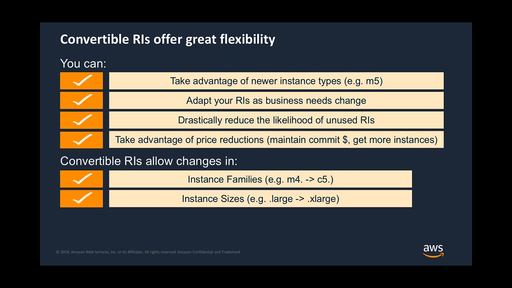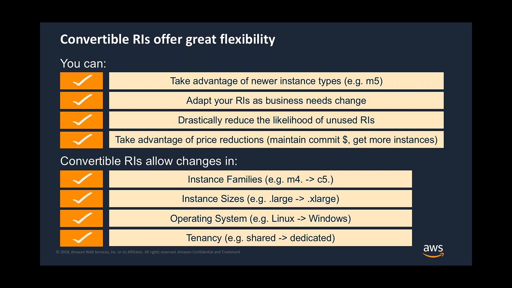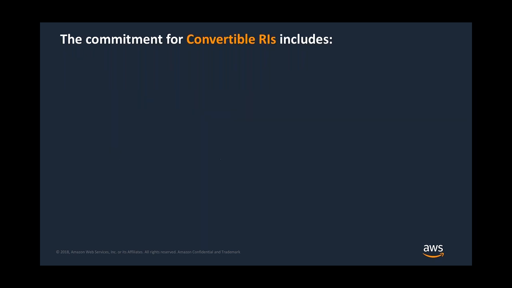You can also change sizes. So if you have an operating system with an associated licensing cost, under the convertibles, you can change it. So moving from a large to an X large, or you can even go down from an X large to a large. We can change operating systems, and last, we can change tenancy. So these things are not available to be changed within the standard reserved instance offering. So convertibles give that flexibility.